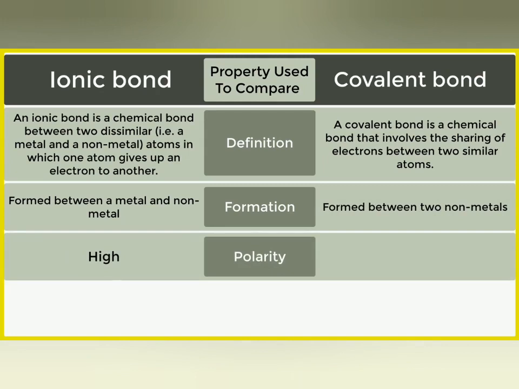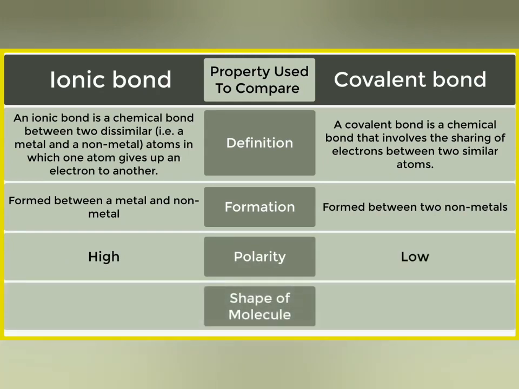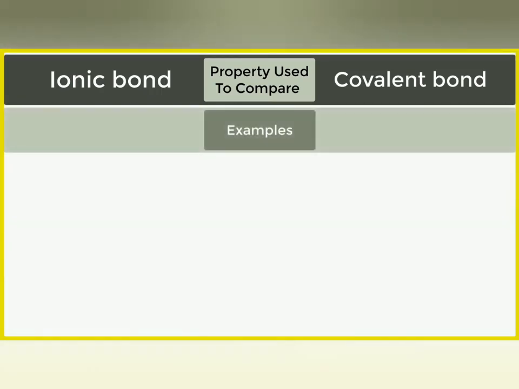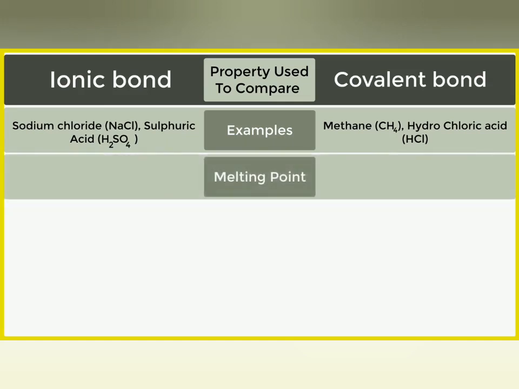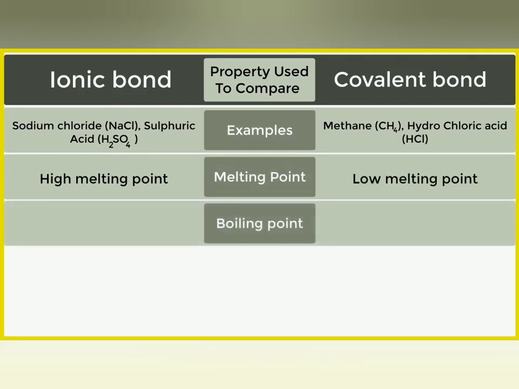Polarity. Ionic bond is having high polarity, whereas covalent is having low polarity. Shape of molecule. Ionic has no definite shape, it forms lattice structures, while covalent bond is having a definite shape. Examples: sodium chloride and sulfuric acid for ionic bond, methane and hydrochloric acid for covalent bond. Melting point of ionic bonds is very high, whereas covalent bonds have a low melting point.